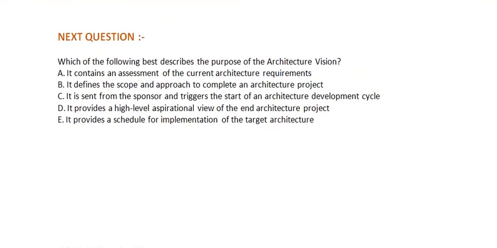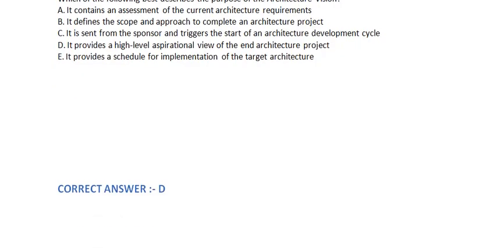Next question is, which of the following best describes the purpose of the architecture vision? Option A, it contains an assessment of the current architecture requirements. Option B, it defines the scope and approach to complete an architecture project. Option C, it is sent from the sponsor and triggers the start of an architecture development cycle. Option D, it provides a high-level aspirational view of the end architecture project. And option E, it provides a schedule for implementation of the target architecture. The correct answer is option D.